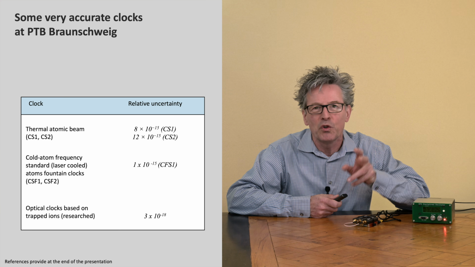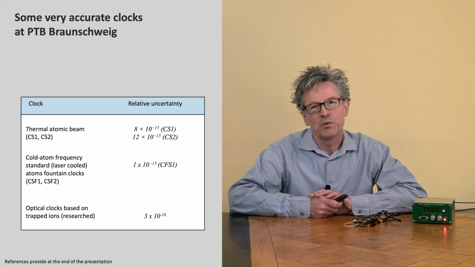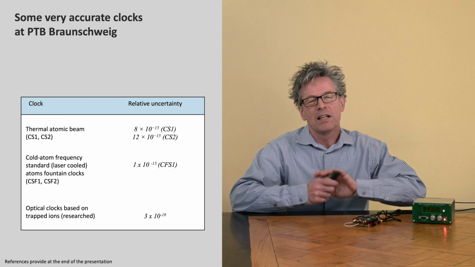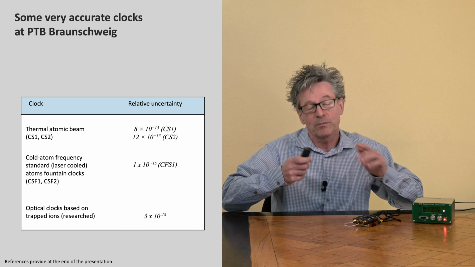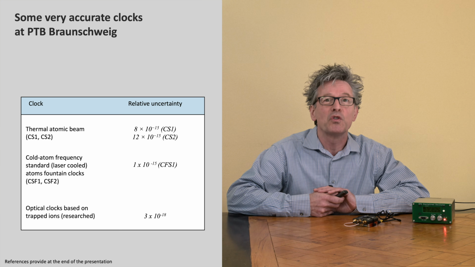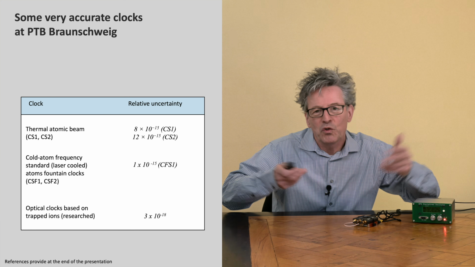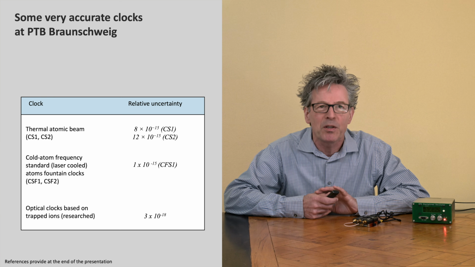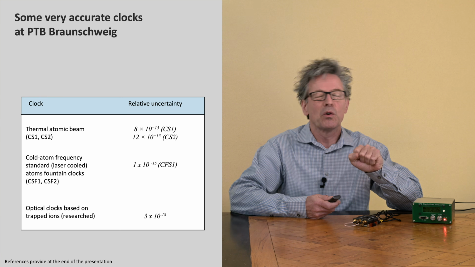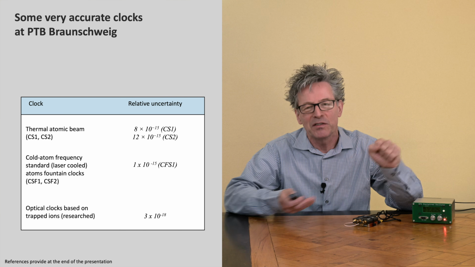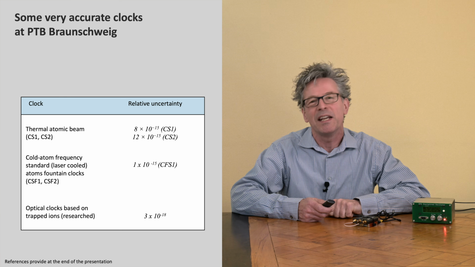The clock we were just looking at, the CS2 clock, is a 12 times 10 to the minus 15 clock. A better clock that they have is a fountain clock, a cold atom clock, again using lasers to cool the atoms down. It's at 10 to the minus 15. They have two clocks of each of these types. These four clocks are actually the official German legal time. So some people basically say there is no uncertainty, since this is defined as the legal time. But that's of course how you want to take it.